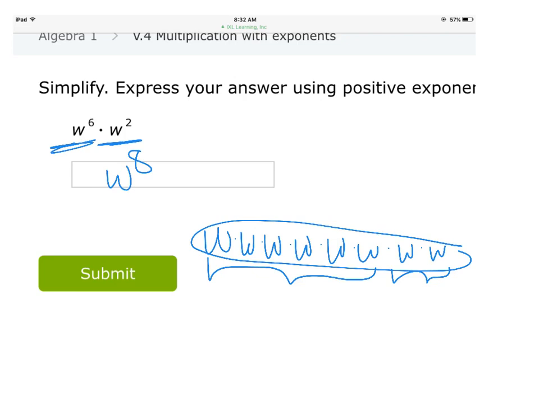Now when you go to submit your answer, there will be something that pops up here where you can do an exponent, and then you can submit that.